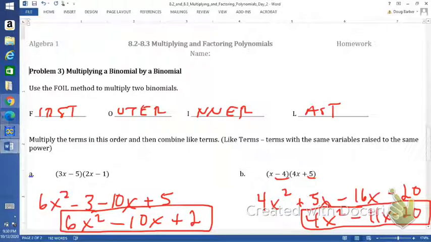Alright, so that wraps up the 8.2 and 8.3 section.